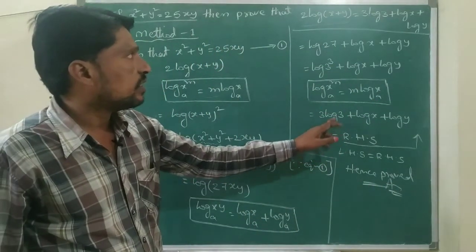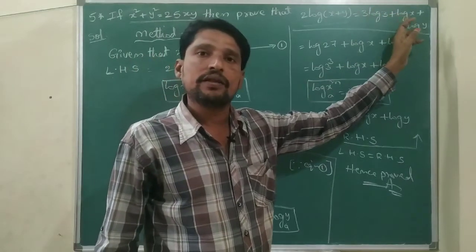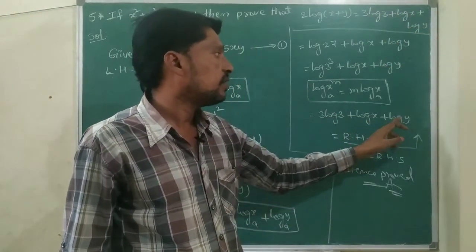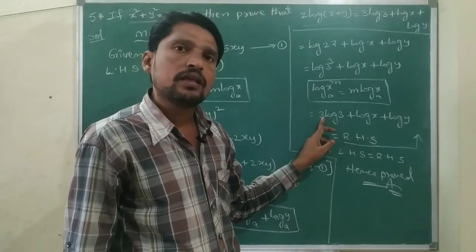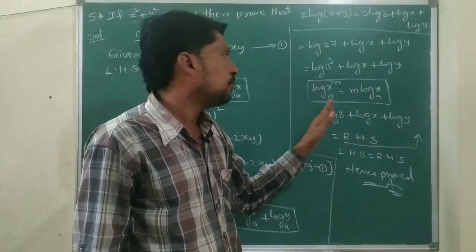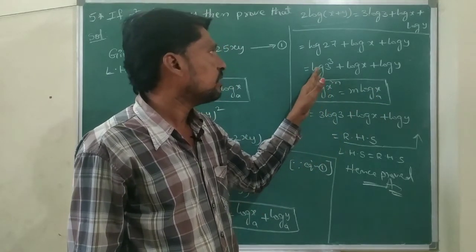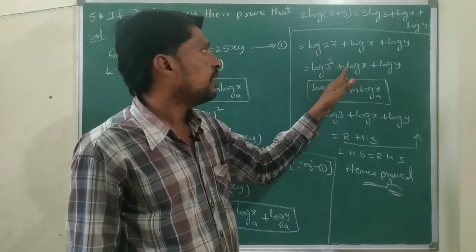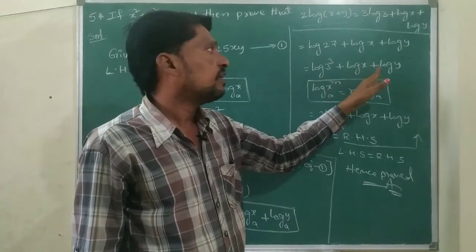What is the RHS? 3 log 3 plus log x plus log y. Here it is of the form m log x to the base a, meaning log x power m, so we can get log 3 cube plus log x plus log y.